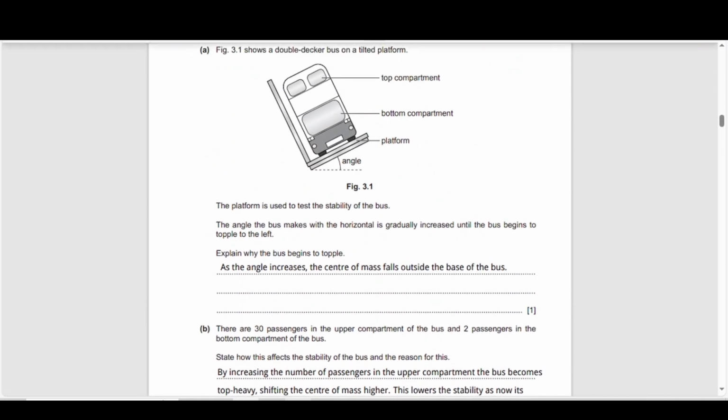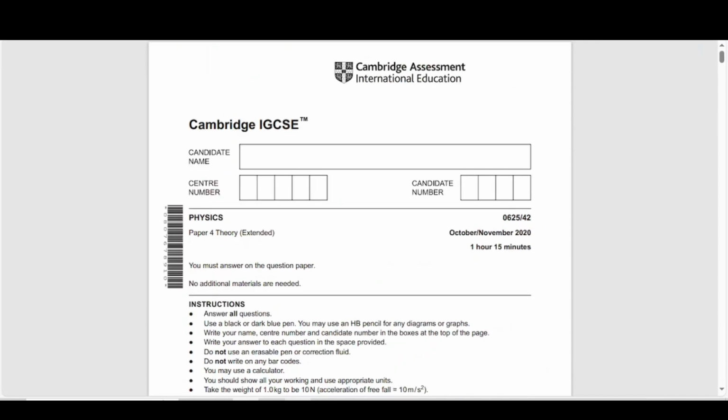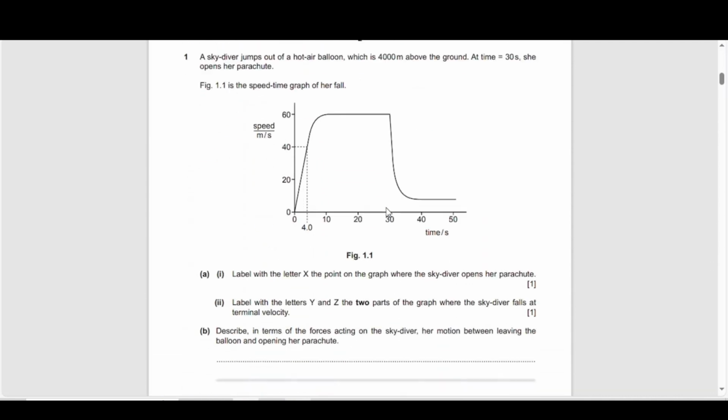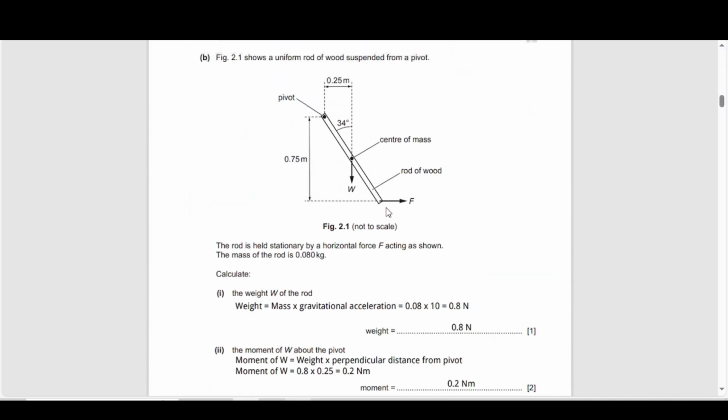So the last paper we'll be looking at today is October-November 2020, and we will be looking at paper 4.2. Okay, so that's our question there.